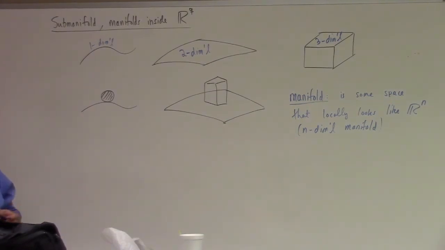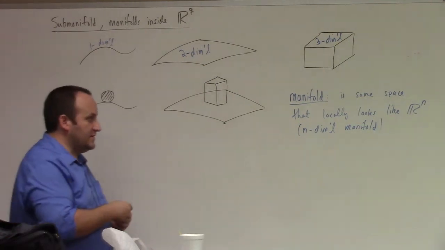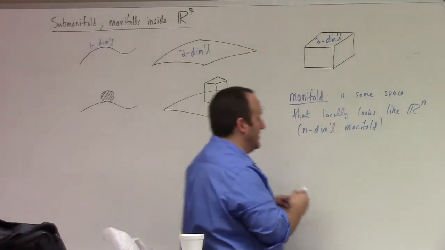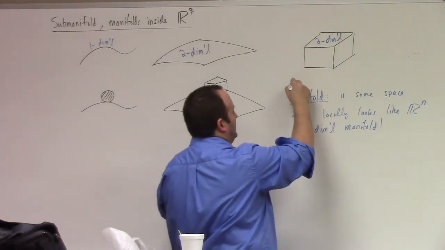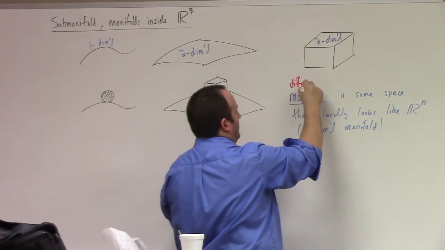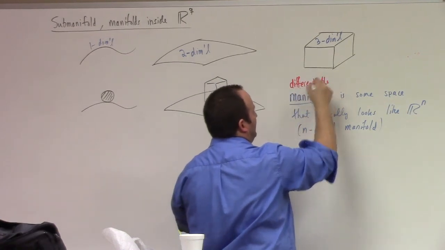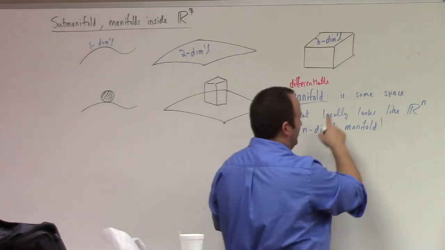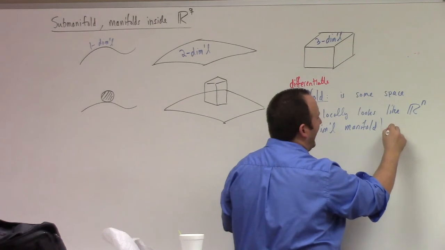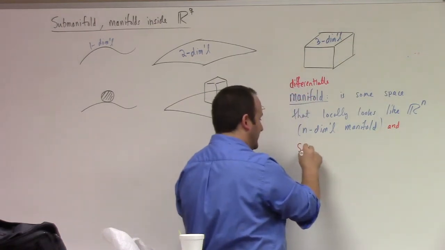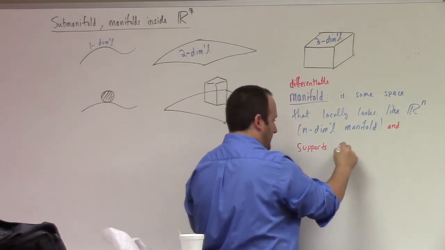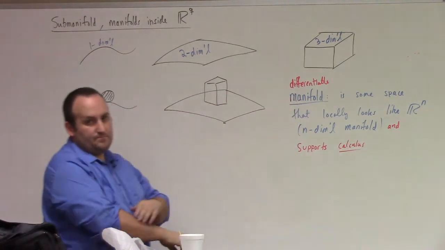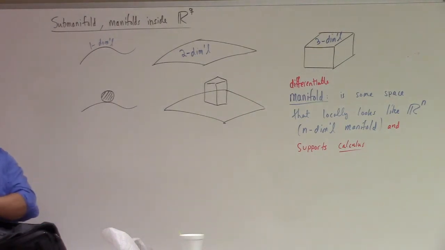Now, usually, we're interested in smooth manifolds, right? Or at least piecewise smooth manifolds. I'm not being too technical just yet, but let's say we're interested in differentiable manifolds. I'll be vague. Differentiable manifold. And that extra baggage means it's a space that locally looks like Rn and supports calculus. So it's a space where you can do calculus somehow. All right. I won't really explain that today.